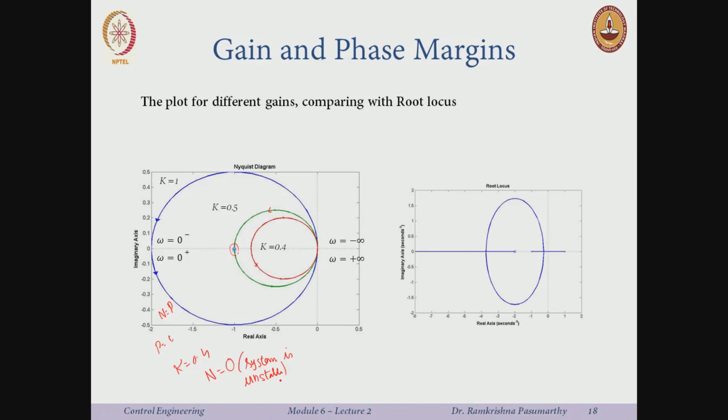Now let us compare the root locus. I have a pole at 1, another pole at minus 1, and I have a zero at 2. One pole goes to the origin, the other goes off. Starting from k equal to 0, I reach some point here, let us say k equal to 0.5, and then I am stable. So, under what conditions on k is the system stable?